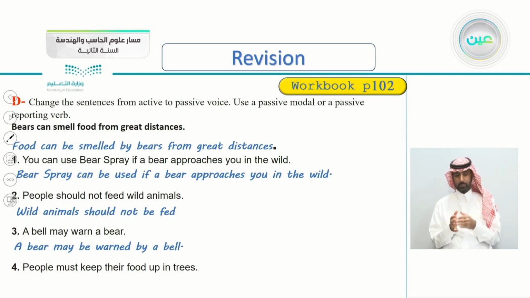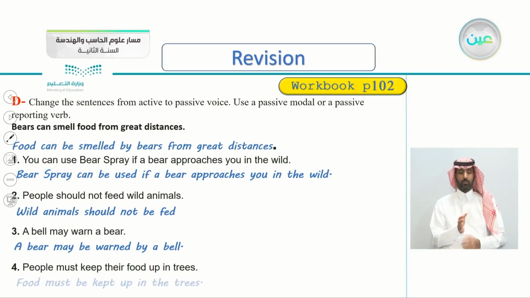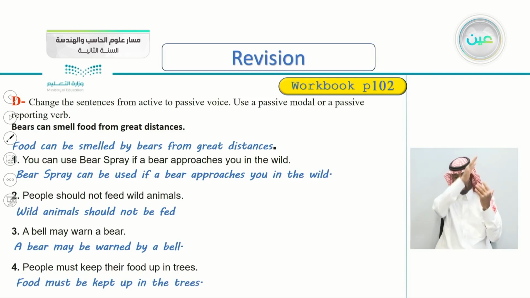Number four, people must keep their food up in trees. People must keep their food up in trees. So begin with the object. Remember, what's the object here? Very good. So let's see the answer here. Food must be kept up in the trees. So food must be kept. Must be kept. The past participle of keep here is kept. Food must be kept up in the trees.